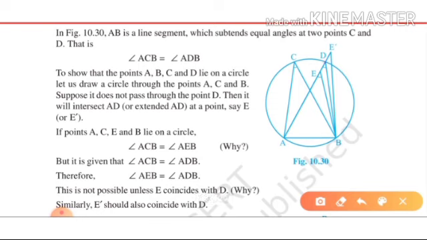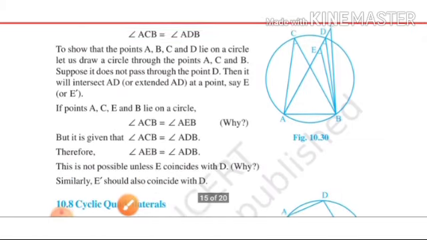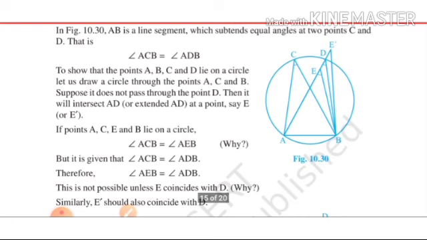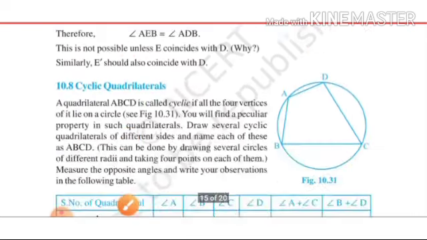So this is true. At first we have to take this as a given thing, and then we have to assume that D does not lie on the circle, and we will take this E and E dash lie on the circle. Then we will show that this E, E dash and D should be the same point. That means D will lie on the circle. So it will be proved.